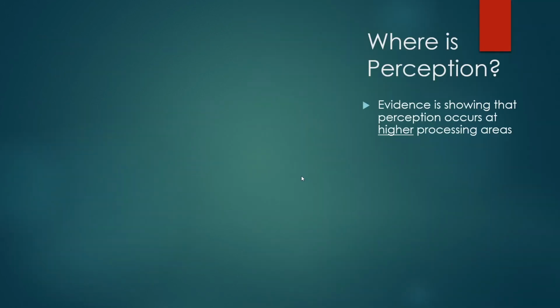So where is perception? There's a lot of evidence that it's occurring at the higher processing areas. So what we actually experience, what we feel, tends to be coming from these higher areas and not necessarily the lower areas, the primary areas.